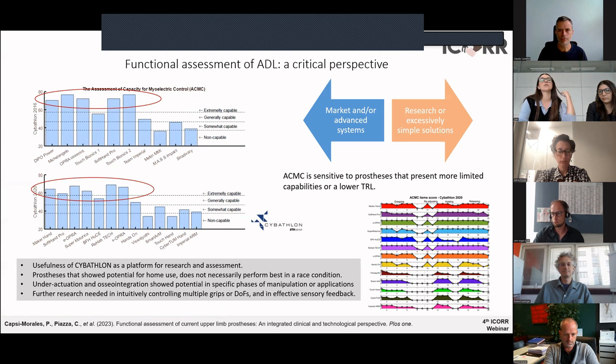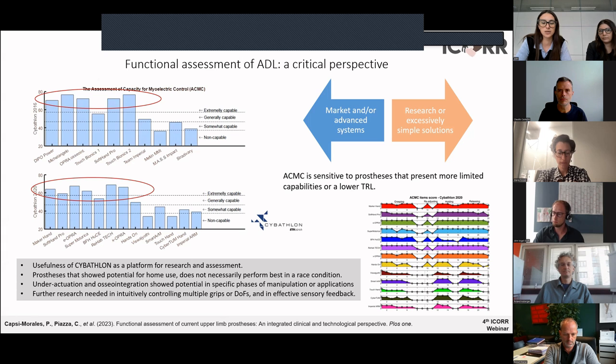Just to briefly mention some of the results, we observed a clear distinction between market or more advanced solutions compared to research or excessively simple solutions that were participating. So the ACMC was very sensitive to the readiness level of the technology. But not only that, we can also now evaluate all the different technologies and the different points in which we can assess each of them, and see the main spaces or empty parts in which our technology is not reaching the adequate level of capacity. We realized, for example, that readjusting was still very limited, and most people still have to look at the prosthesis to do most of the actions.